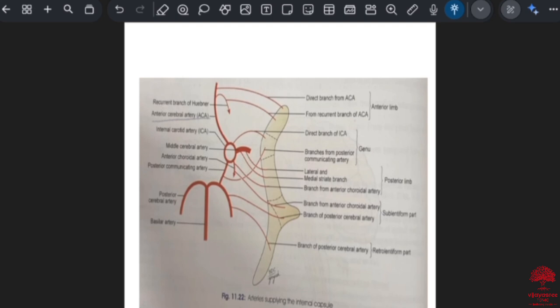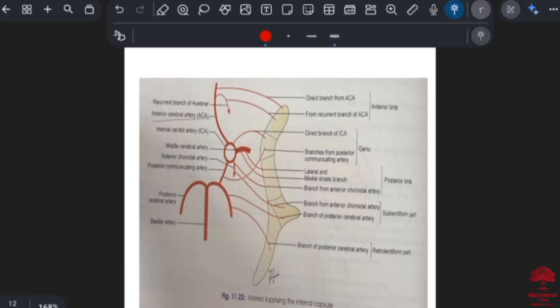Then for the sublentiform part, there are branches from the anterior choroidal artery and branches of the posterior cerebral artery. From the figure you can easily learn this is from the anterior choroidal artery and also from the posterior cerebral artery. Then the retrolentiform part is supplied by branches of the posterior cerebral artery. So this is all about the blood supply.